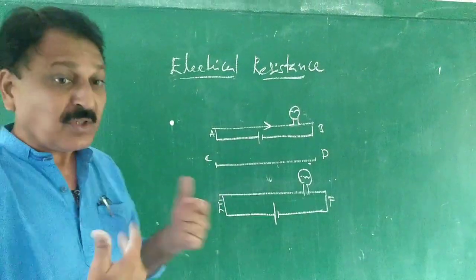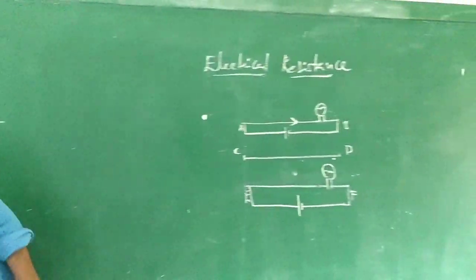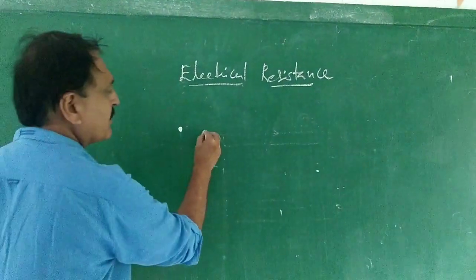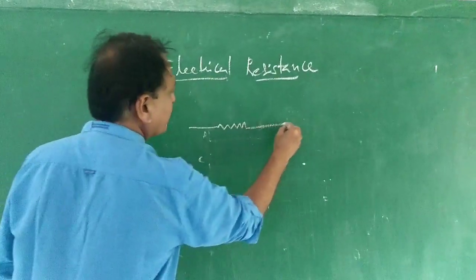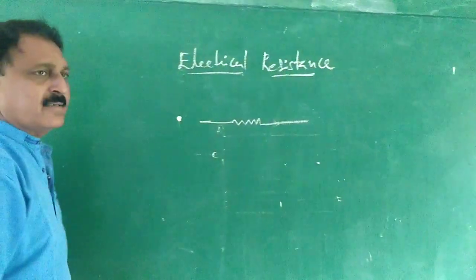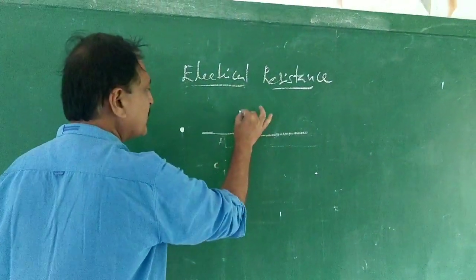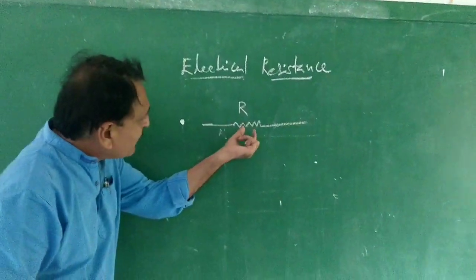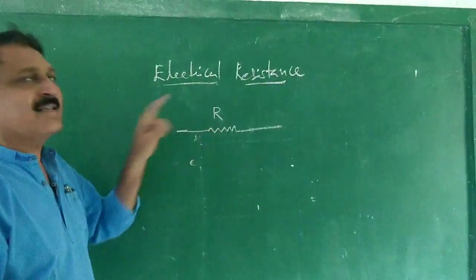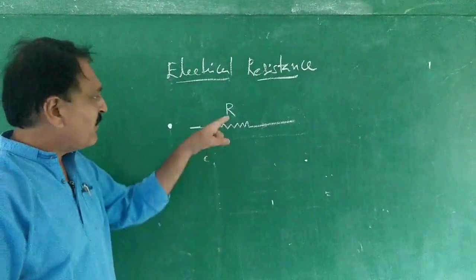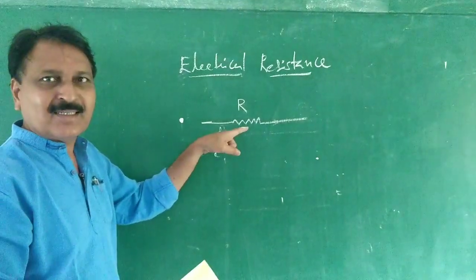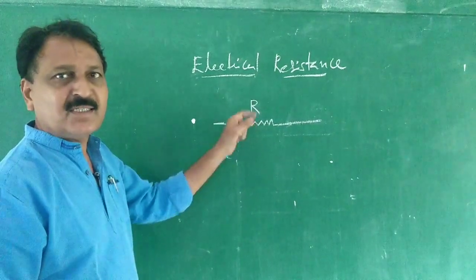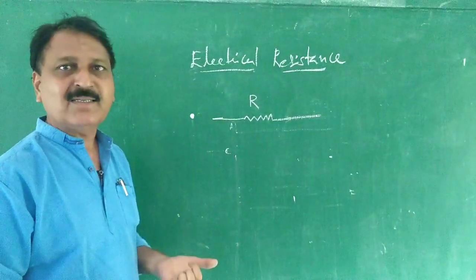So how to show that in a circuit? The circuit symbol of resistance will be like this. You will show a resistor like this. The term used to denote this is R. So in any electrical circuit, if you find a symbol like this, you have to understand that that is a resistor. Wherever you want to represent it in terms of a letter, you have to put R. So this is the way to represent a resistor.